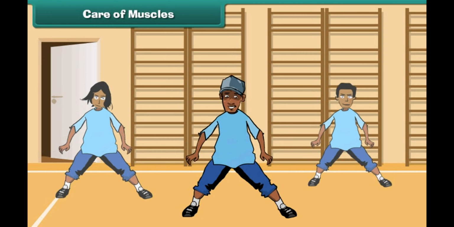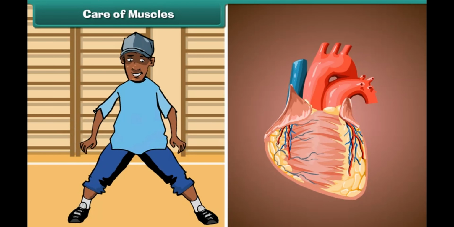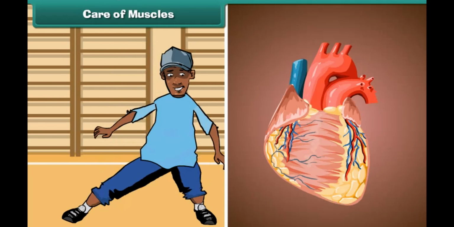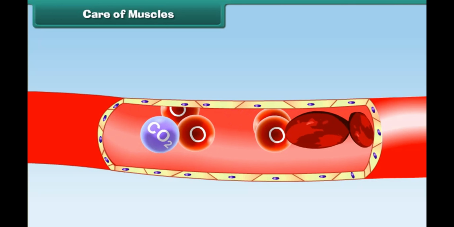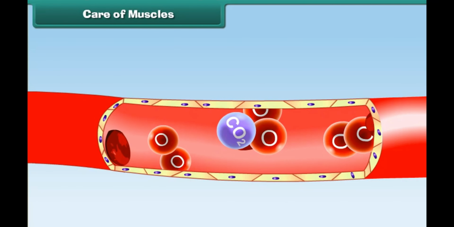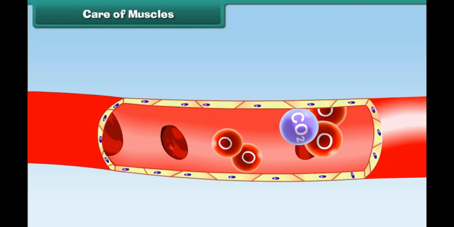Regular exercise makes our muscles strong. The rate of the heart's action increases during exercise, and we breathe faster. As a result, plenty of oxygen and nutrients in the blood are supplied to all parts of the body. This makes us feel refreshed and lively.